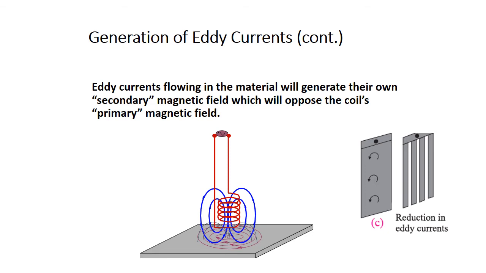The applications of eddy currents. Eddy currents are used in induction furnaces. Second application, electromagnetic braking. Third application, speedometer of vehicles.